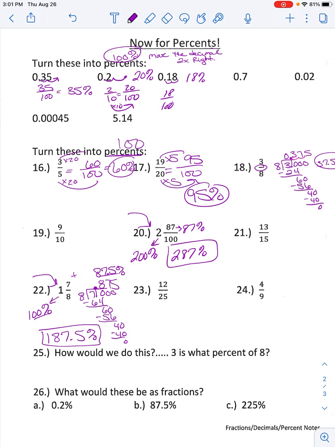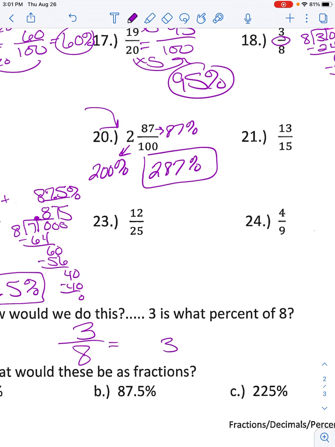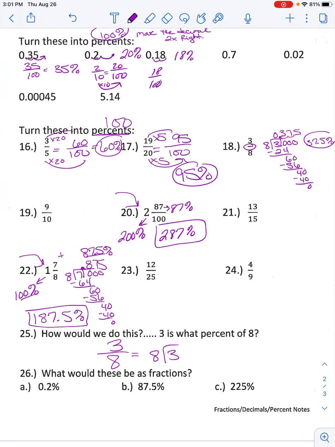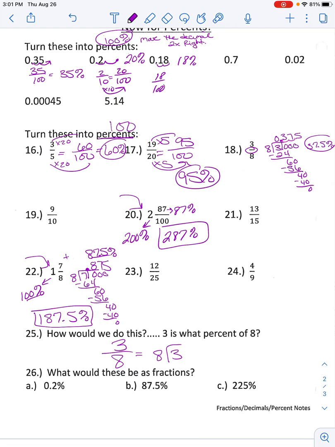How would we do these? 3 is what percent of 8? That is saying the same thing as 3/8. So to turn that into a percent, you would change it into a decimal first. 3 divided by 8, which we've done on the page already. 3 divided by 8 is 0.375, which is 37.5%. Move it twice to the right.